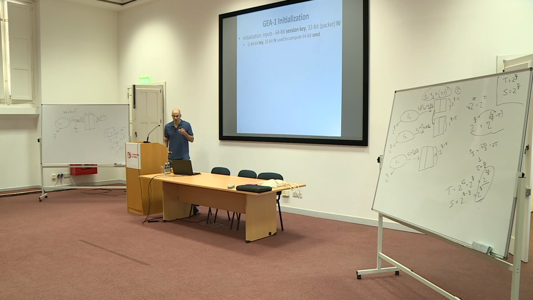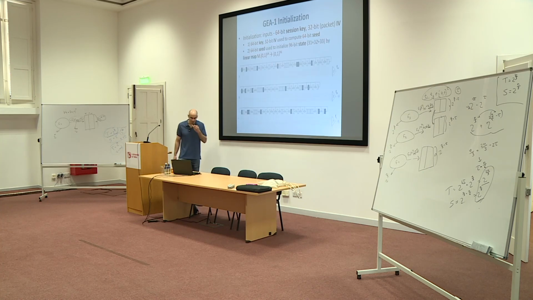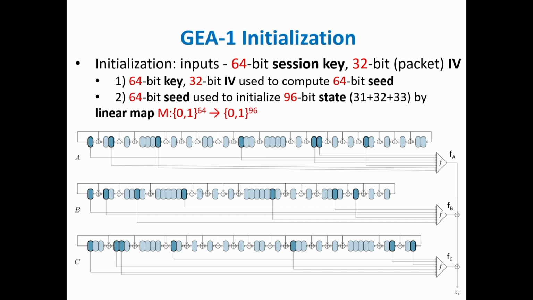And there are basically two steps in the initialization. I'm not going to describe them in detail because it's not very important, just at a high level. First, you apply some function to the 64-bit key and the 32-bit IV, and it computes a 64-bit seed. That's the first phase. The second phase is that this 64-bit seed initializes the initial state of the stream cipher, which is a 96-bit state. Actually, it's a linear mapping from the seed, of length 64 bits, to the 96-bit initial state.